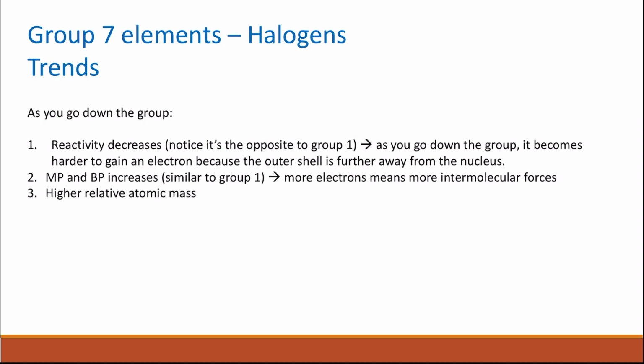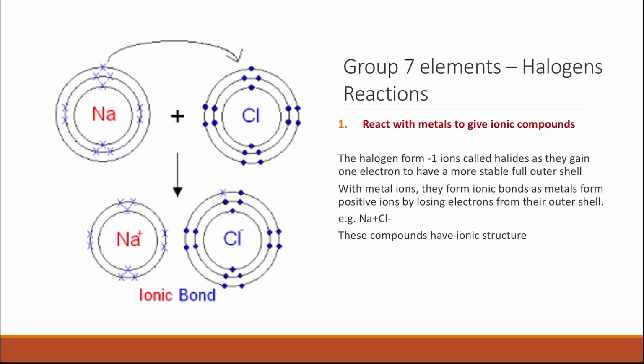Then, as expected, as you go down the group, there will be higher relative atomic mass. So let's have a look at the chemical reactions for the halogens. The first one is that halogens react with metals to give ionic compounds.